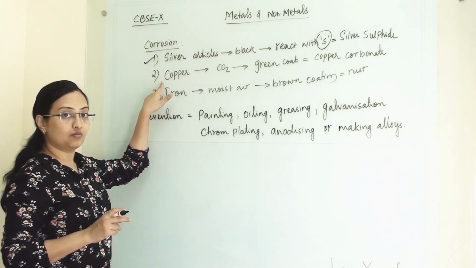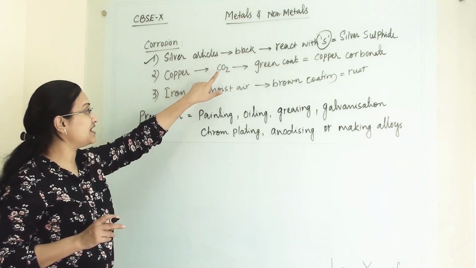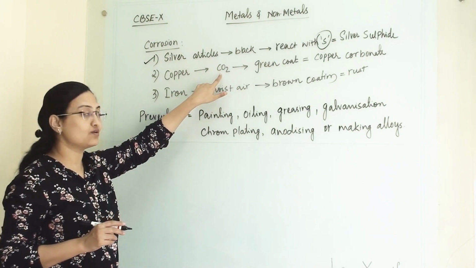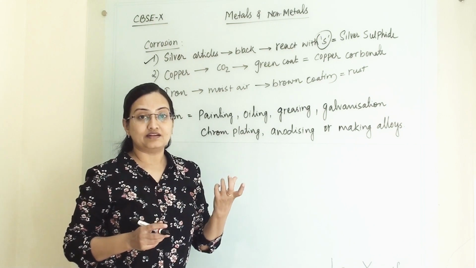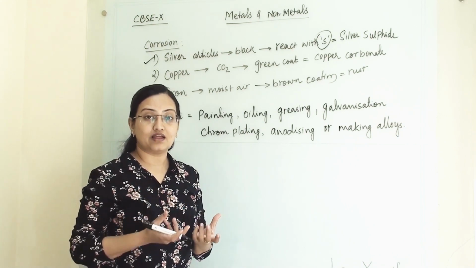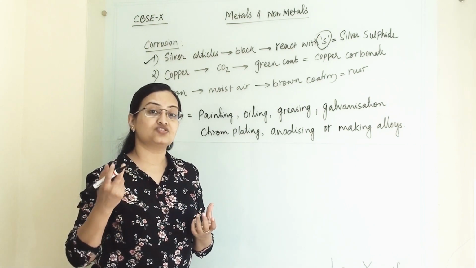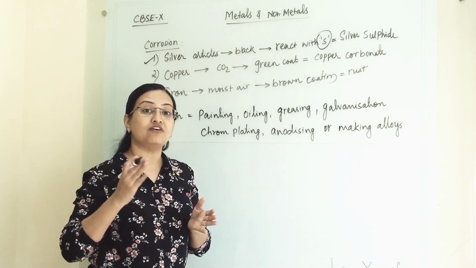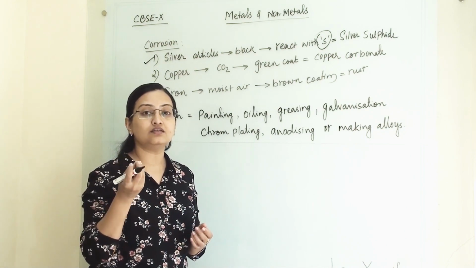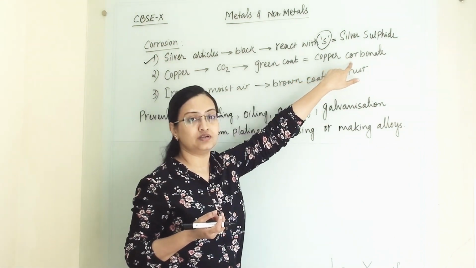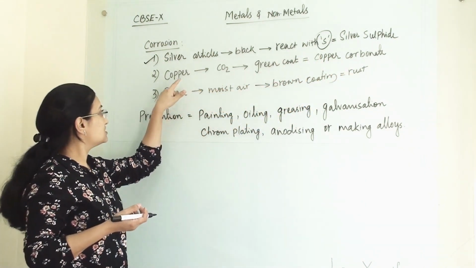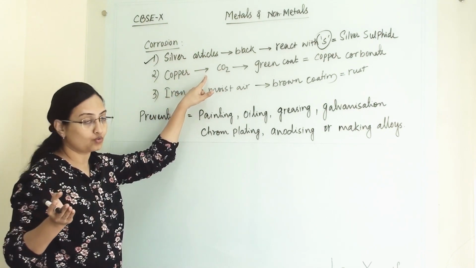When we talk about copper, copper reacts with atmospheric carbon dioxide, and we can see that the copper vessel or metal article loses its shine gradually, and after that we can see a green coat on it. That green coat is copper carbonate. So this is how copper gets corroded.